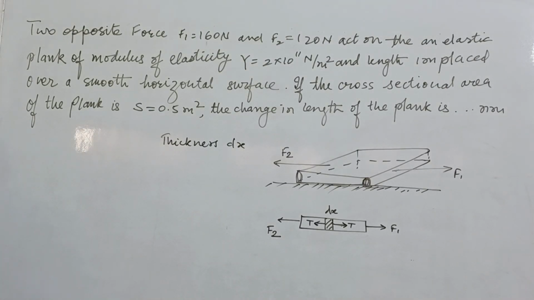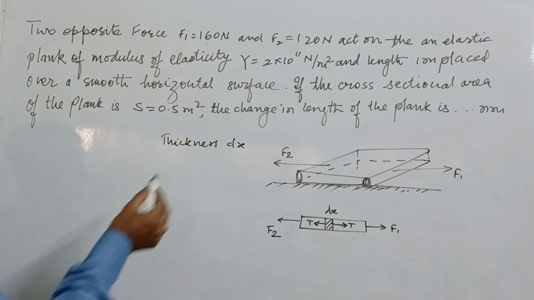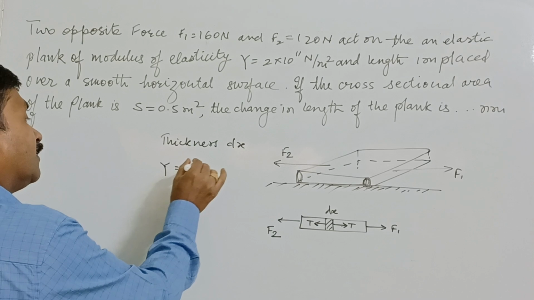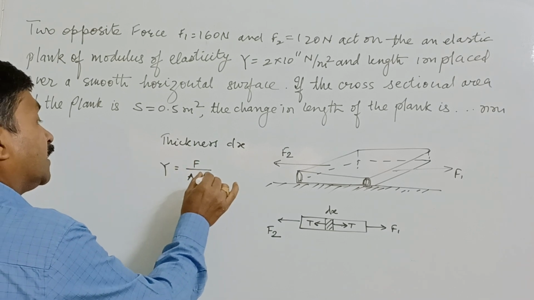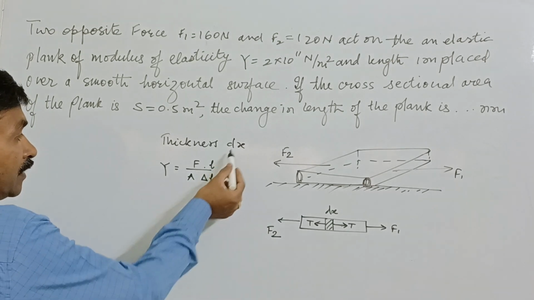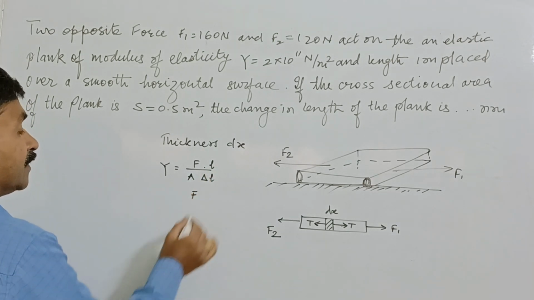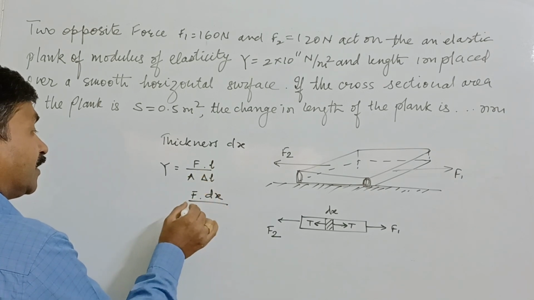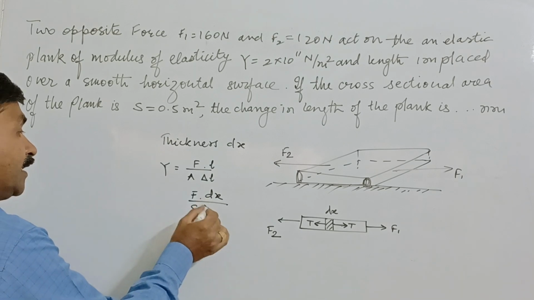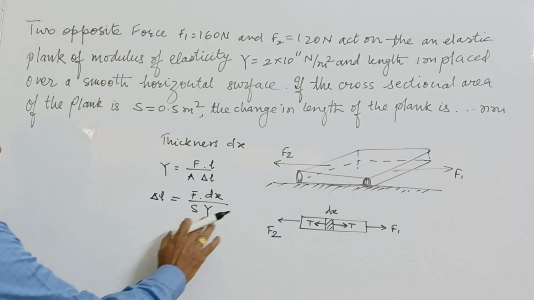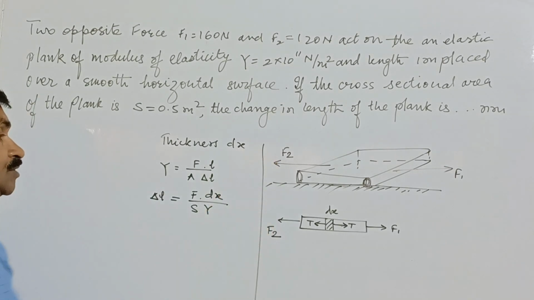And so the change in the length of the plank we can calculate with the help of Young's modulus of elasticity. We know very well, force per unit area, delta L into L. Here we have assumed the thickness dx, so it is F into dx upon area, that we have taken here, it is S, and Y, so it is delta L. This is the formulation which we will use to calculate it.